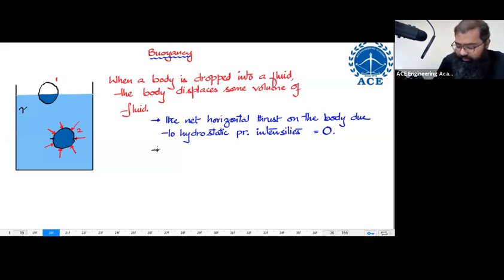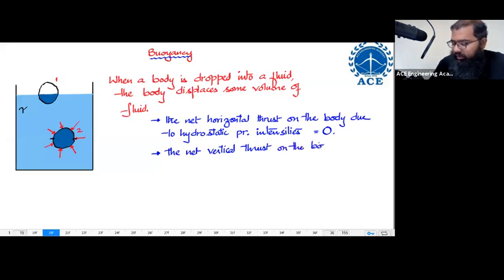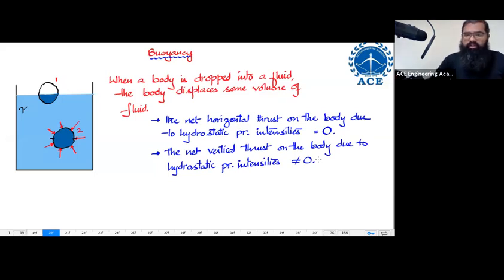So I can write the next point: the net vertical thrust on the body due to hydrostatic pressure intensities is not going to be equal to zero. This is all we have observed.